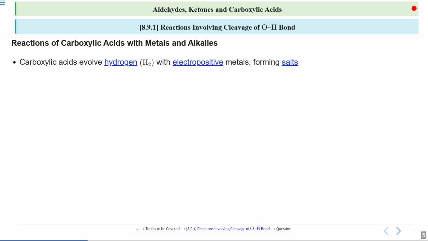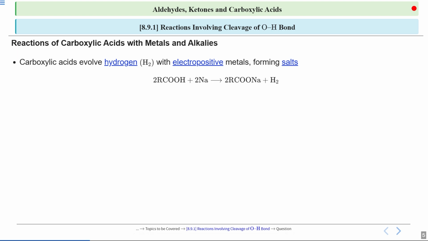So carboxylic acids react with electropositive metals to evolve hydrogen gas and form salts. Now this is very similar to how acids react with metals, where the metal displaces hydrogen from the acid. So it is very similar to this.